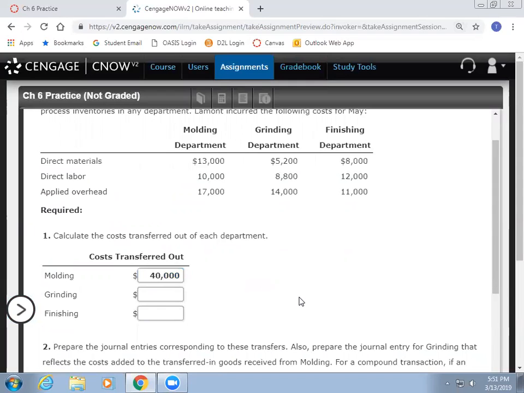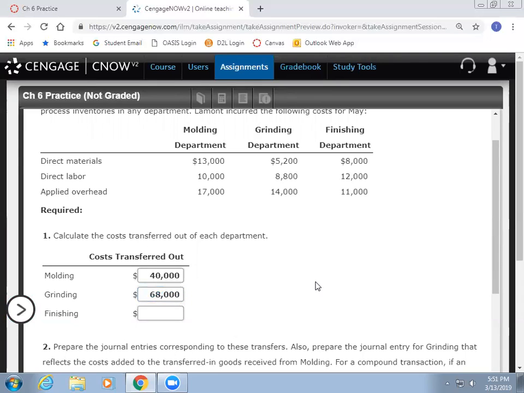Okay, so that 40,000 then gets transferred into grinding, which then has its own materials, labor, and overhead added in. Because that's what you'll see in each different process, which makes sense, right? You're going to have different machinery, different materials that are necessary for each work in process. So for grinding, you would add up the grinding costs and add in that molding, because that's going from molding into grinding. So what are my grinding costs? Very good, 68,000.